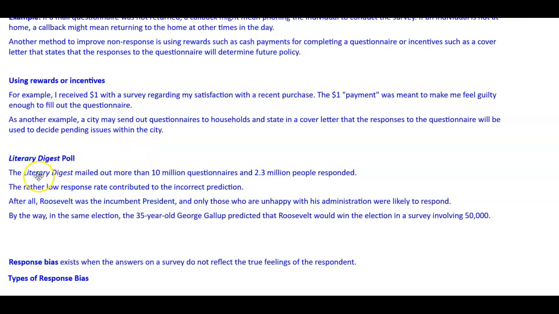Literary Digest poll. The Literary Digest mailed out more than 10 million questionnaires and 2.3 million people responded. The rather low response rate contributed to the incorrect prediction. After all, Roosevelt was the incumbent president, and only those who were unhappy with his administration were likely to respond. By the way, in the same election, 35-year-old George Gallup predicted that Roosevelt would win the election in a survey involving 50,000.